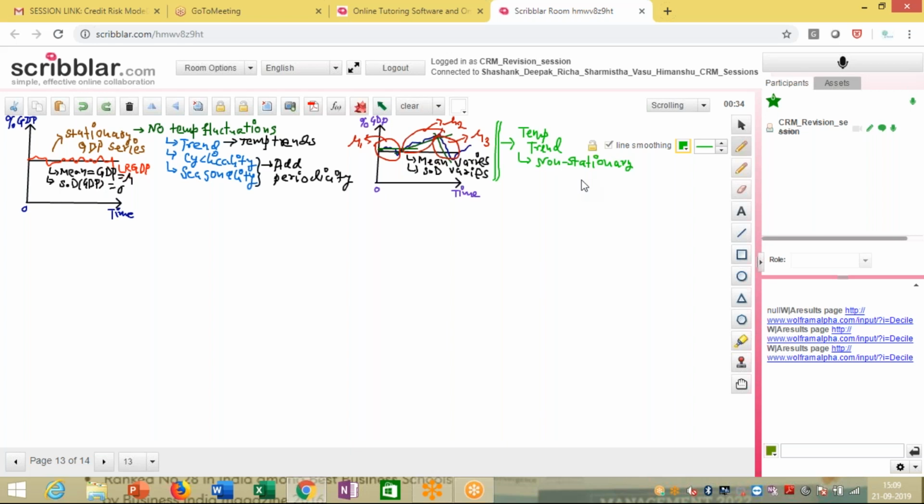Now let's come to seasonality. Seasonality and cyclicality would give you similar kinds of graphs. It's just that the element of periodicity for the two will be very different, right? So let's look into the third picture, the third graph.